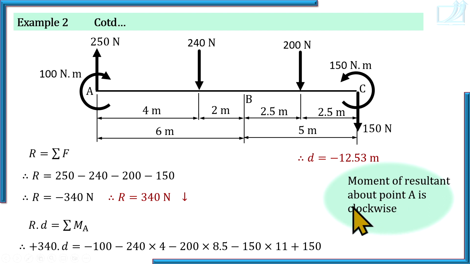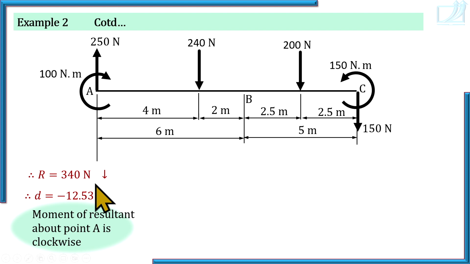And this direction of moment of resultant, what you have identified now after completing these calculations, is going to help you to locate the resultant in the space diagram. What we have identified up till now: the resultant is a 340 Newton downward force and its distance from point A is 12.53 meters. The negative sign suggested to us that the moment of resultant about point A is clockwise. So let's proceed.